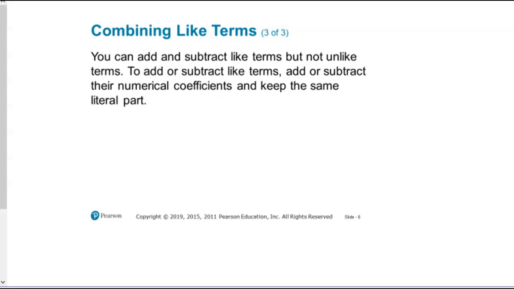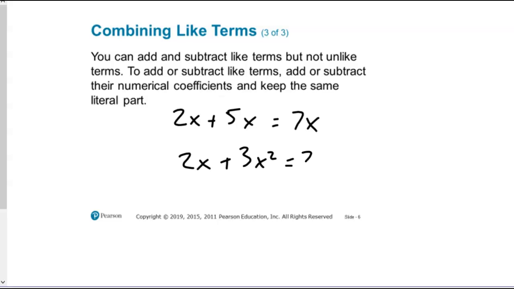So when we're combining like terms, like I just said, you can add and subtract them. So we can go 2x plus 5x, and so we can get 7x. But 2x plus 3x squared is still just 2x plus 3x squared, because you can't combine the terms when you're adding or subtracting.